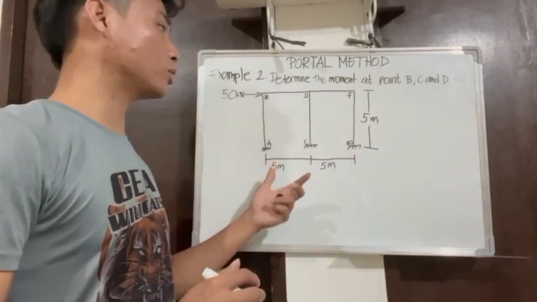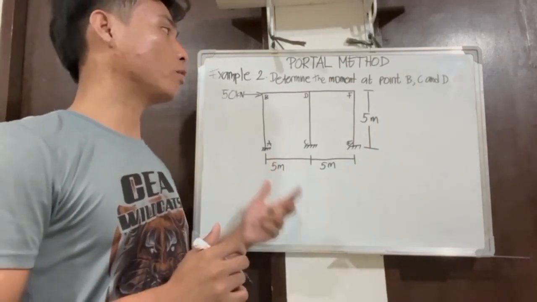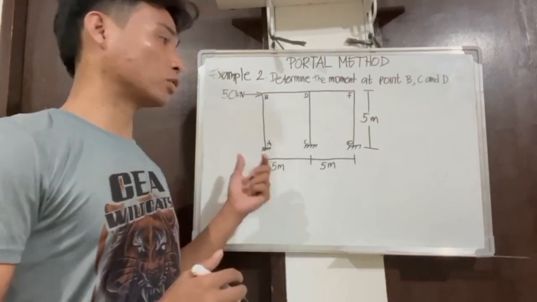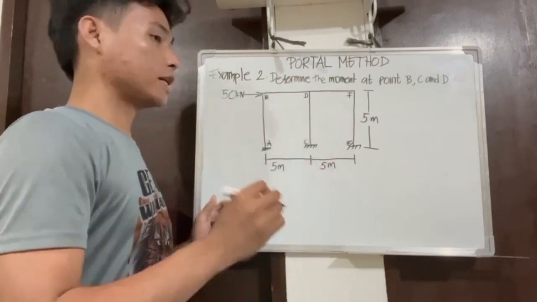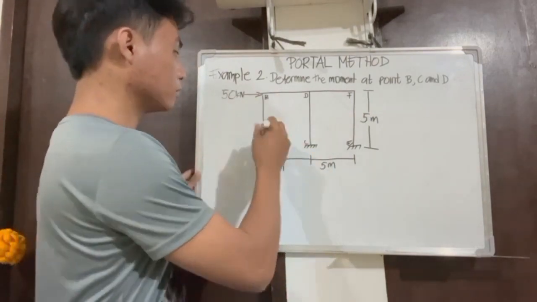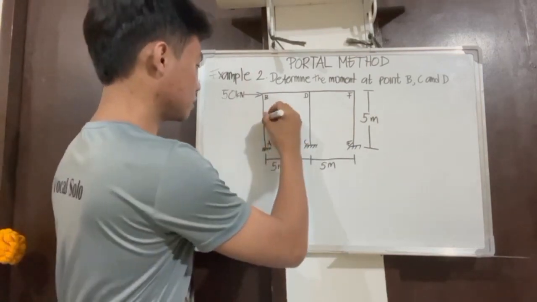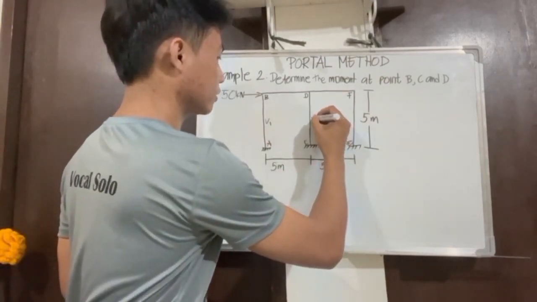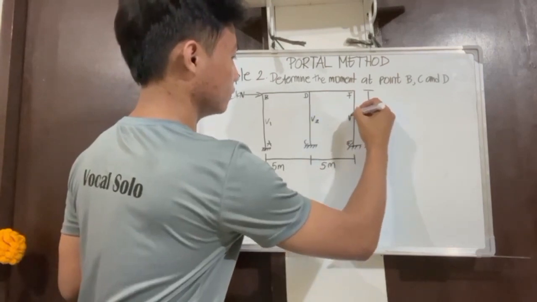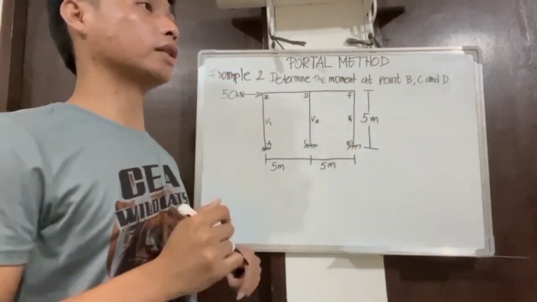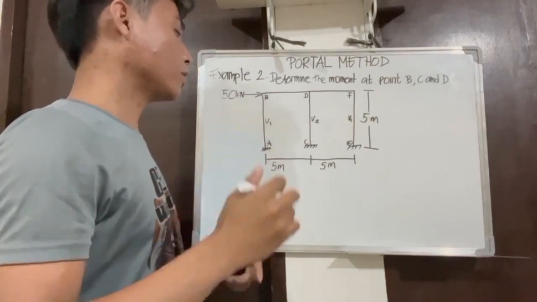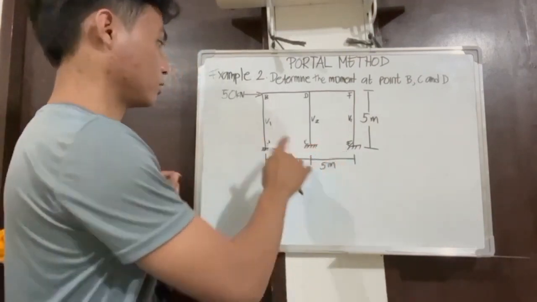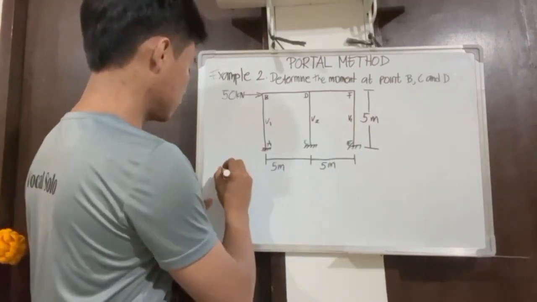So before we are going to get the moment at point B, C, and D, atong pangitaon first ang atong shear. So as I said earlier, ang atong shear sa outer is single shear, and then ang atong shear sa inner is double shear. So how can we get the shear? So ato ra gyapon i-determine ang numbers of shear sa atong column. So 2 plus 1 plus 1 is equals to 4 shear.